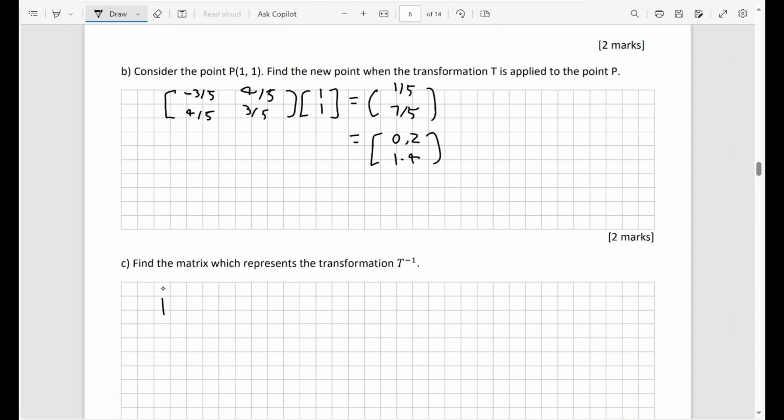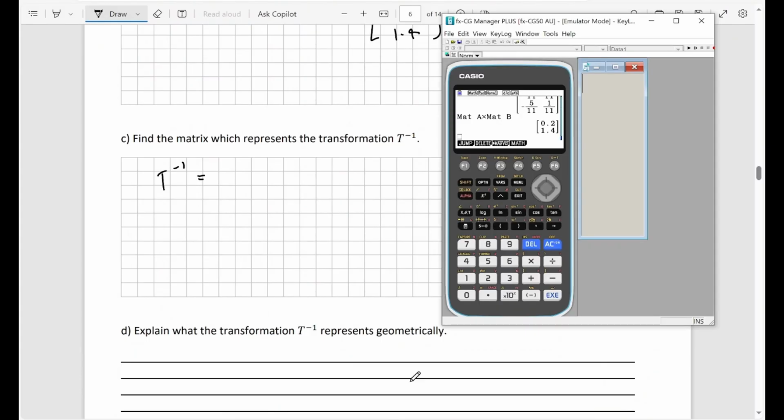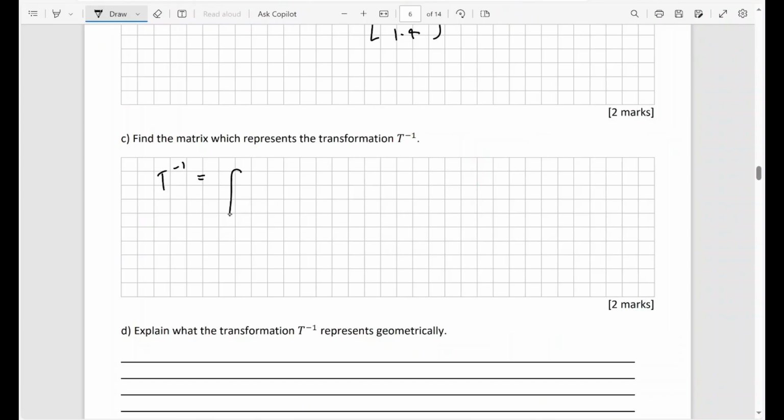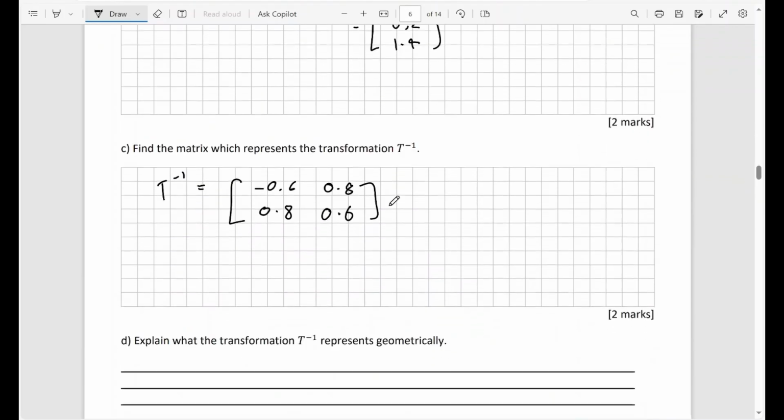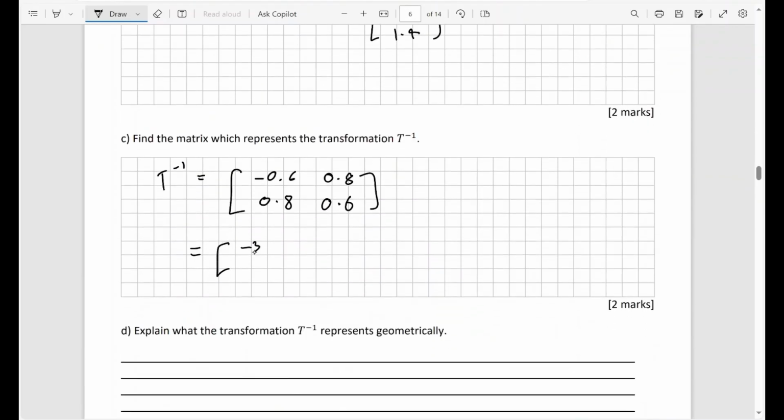Now you could work it out by hand, but I'm kind of sick of doing those now, so we can just use the calculator. T inverse is the matrix A inverse, which is that: minus 0.6, 0.8, 0.8, 0.6. Now you might notice this is exactly the same as T. Minus 3/5, 4/5, 4/5, 3/5. Yeah, it literally is the same as T.